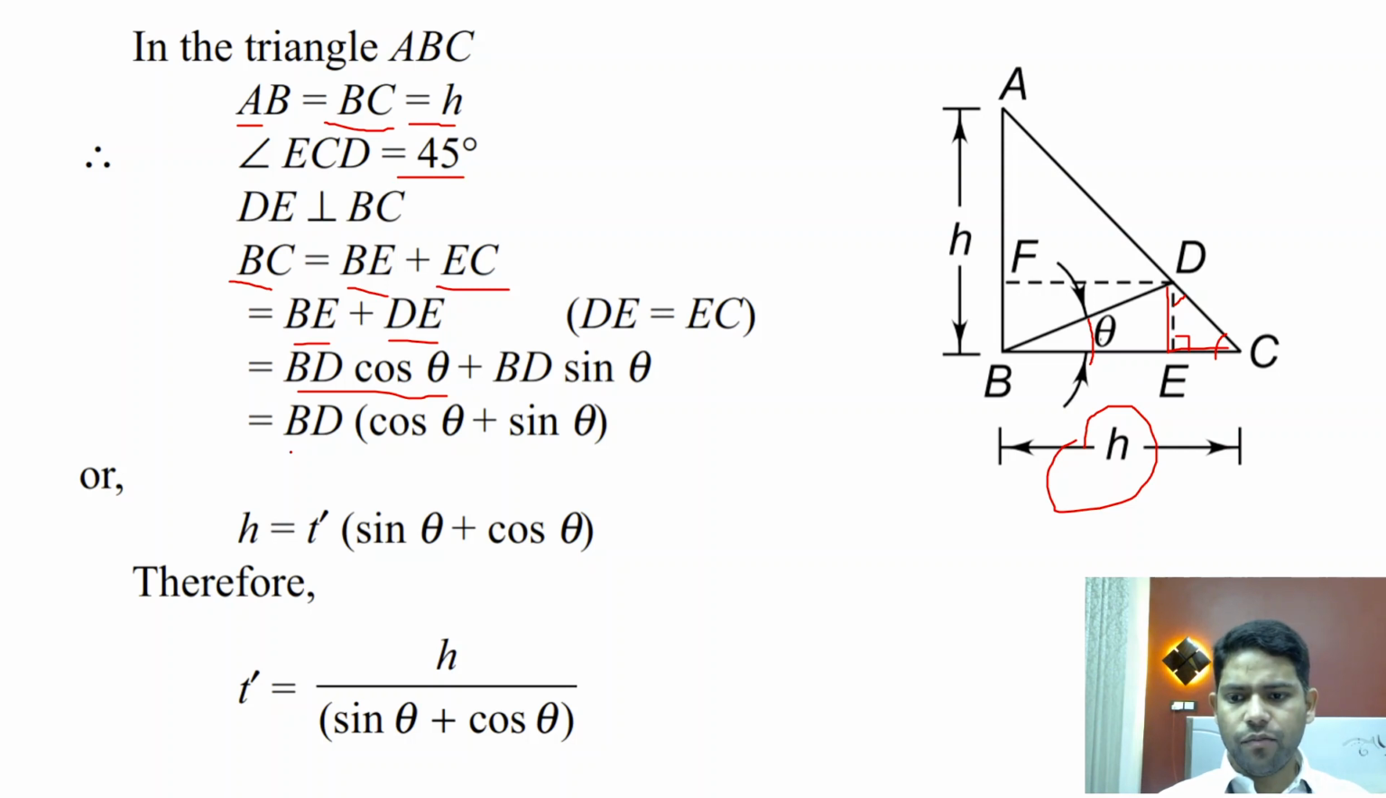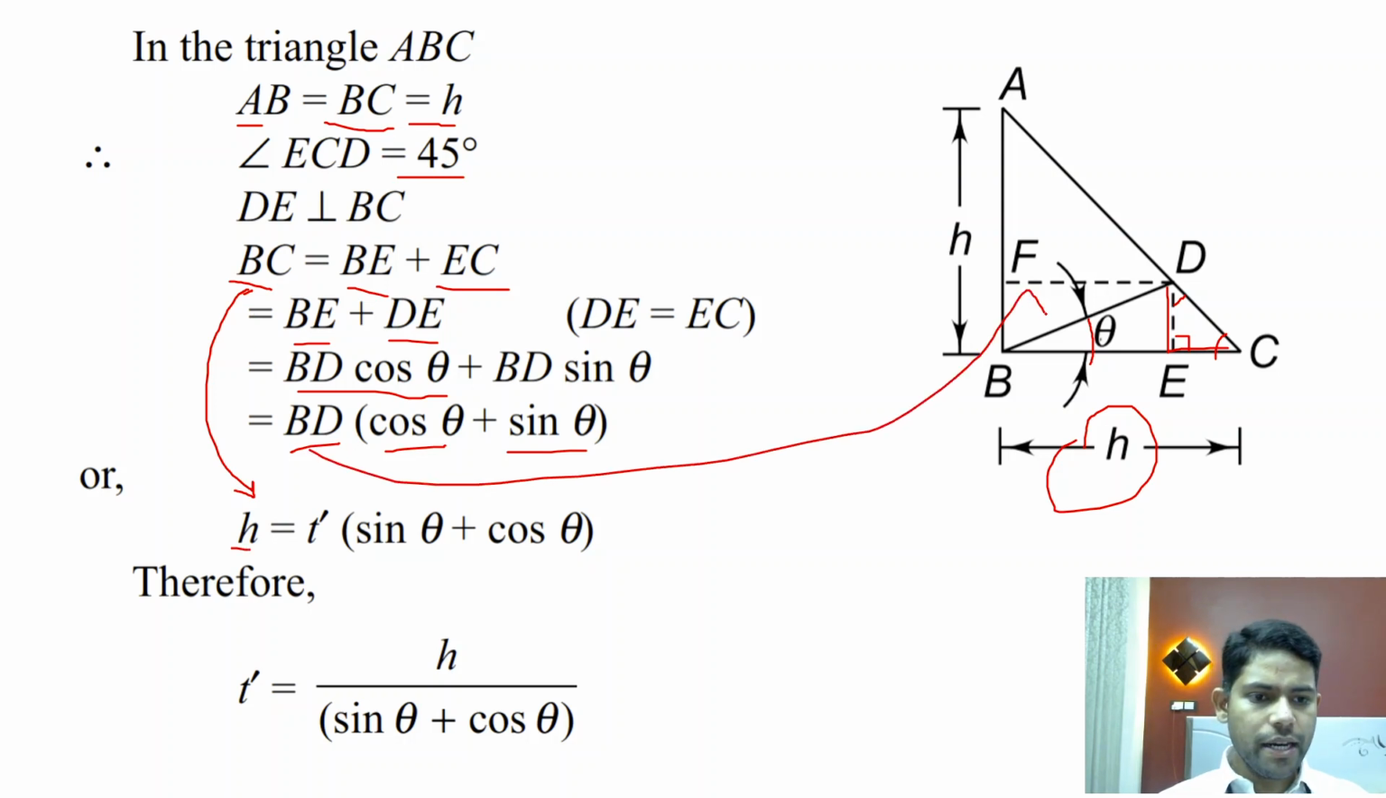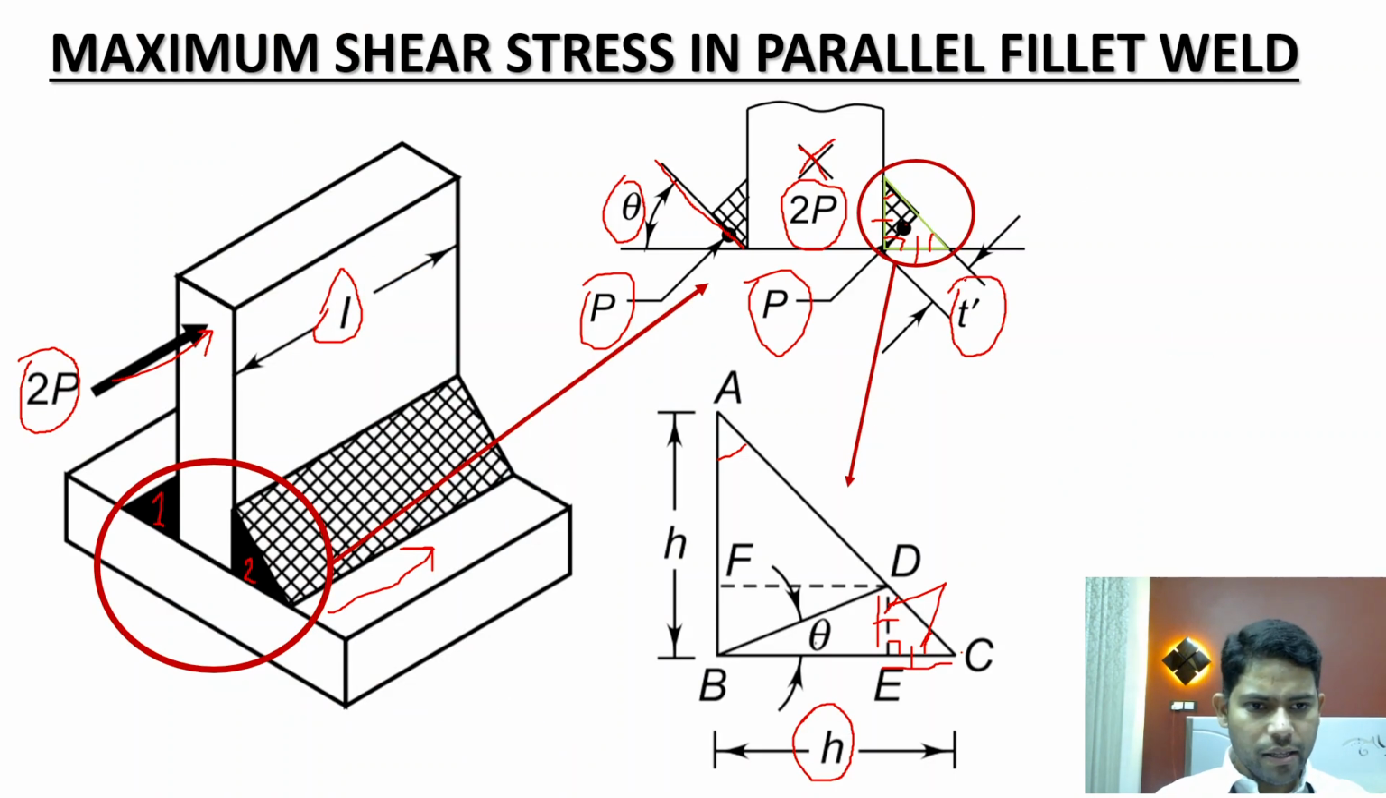So it can be written in the form BD (cos theta plus sin theta), and this BC was equal to H. So H is equal to BD times that, and your BD is equal to T dash. In the previous slide you have seen that this length BD is equal to T dash.